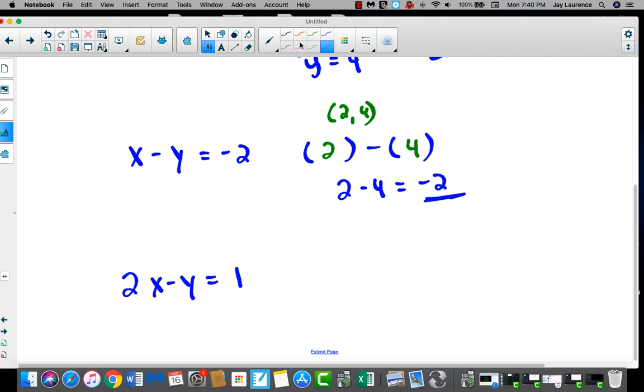But I've got to try it on both of them. So I'm going to have 2, and then I'm going to substitute in 2.